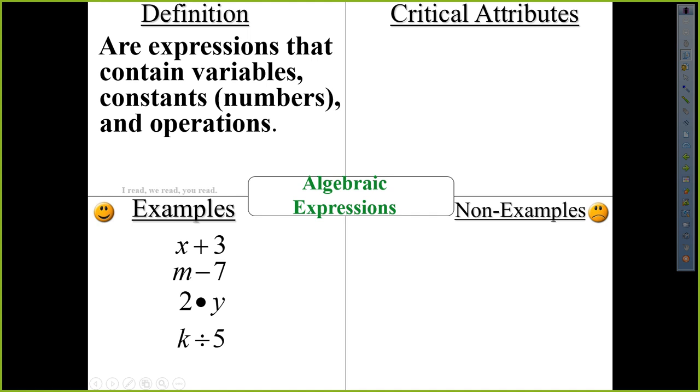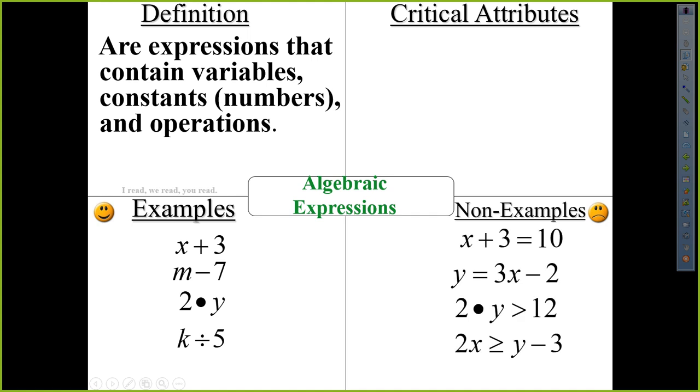Alright? So now that we know what they look like, let me show you what they are not. Over here, non-examples. Copy those. X plus 3 equals 10, y equals 3x minus 2, 2 times y greater than 12, and 2x greater than or equal to y minus 3.